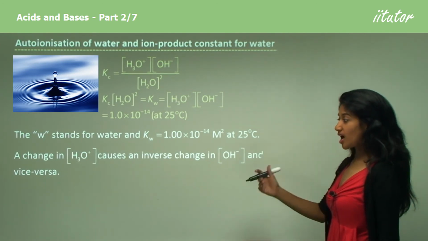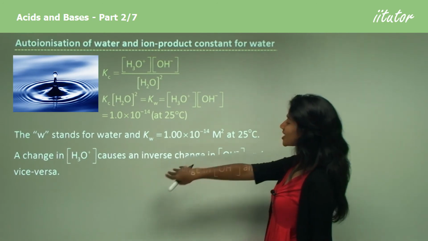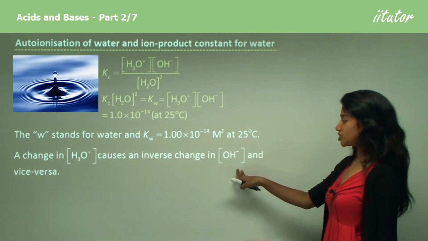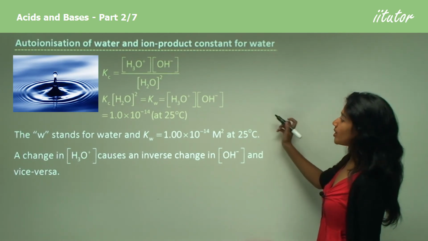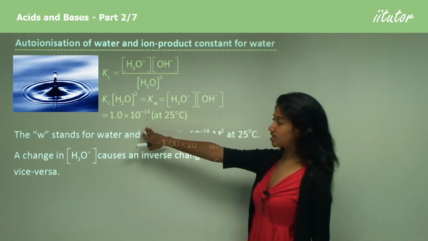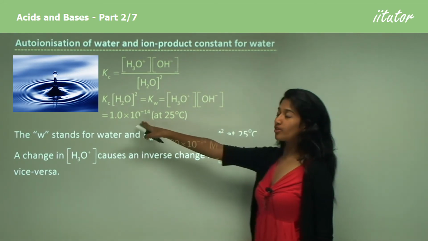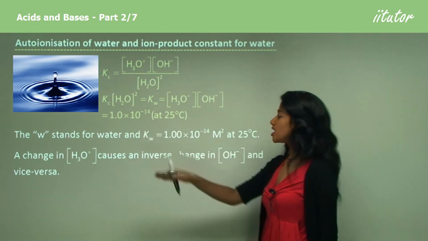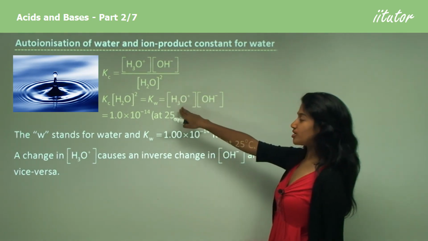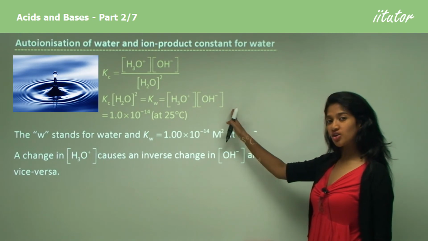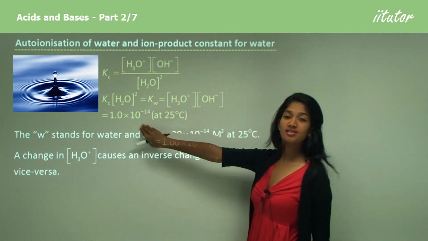A change in the hydronium ion concentration causes an inverse change in the hydroxide ion concentration, and vice versa. Now this is clear when you realize that this is a constant. So if this increases, then this has to drop in order for this to be a constant at all times. So that is what is said by this. And if the hydronium ion concentration drops, the hydroxide ion concentration will rise. And that is clearly because this is a constant.